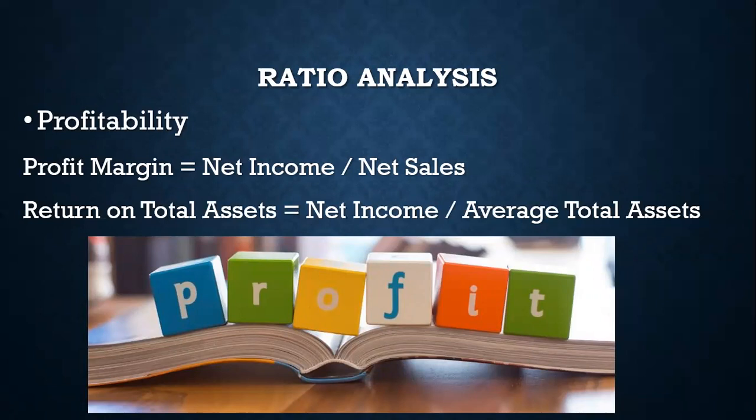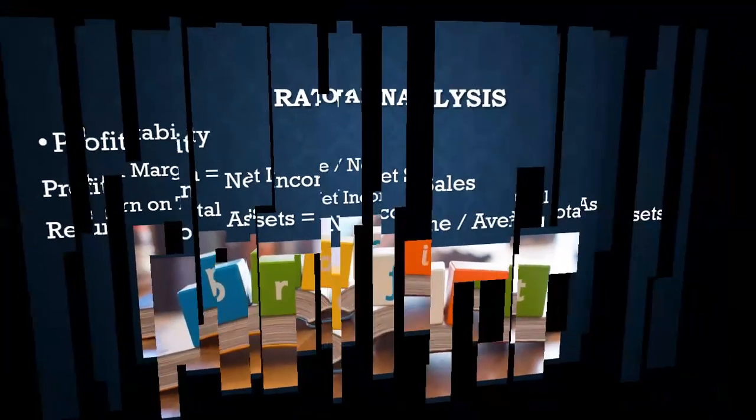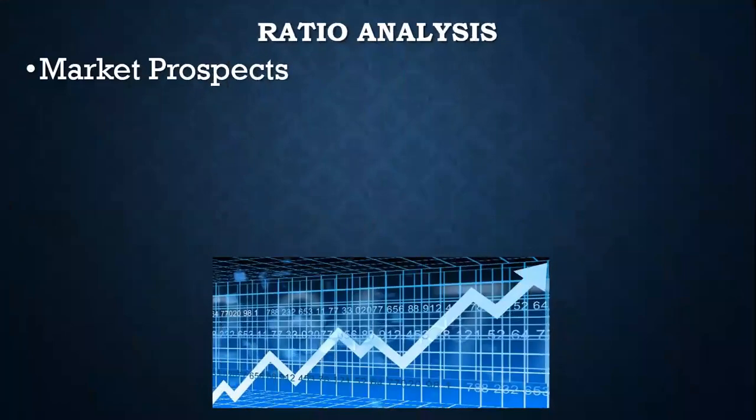Then the return on total assets, again, we take that bottom number, the net income, how much we're actually making at the end of the day, divided by our average total assets. That helps us to see, for all the assets that we have out there, how much we are actually bringing in net income after we've paid all our expenses.